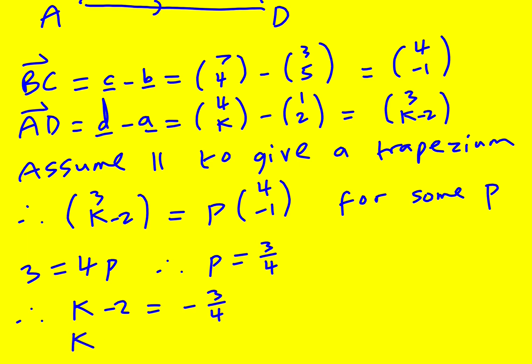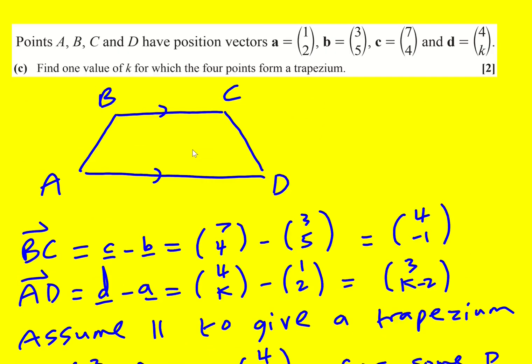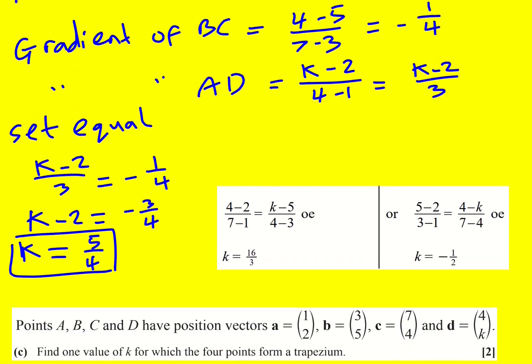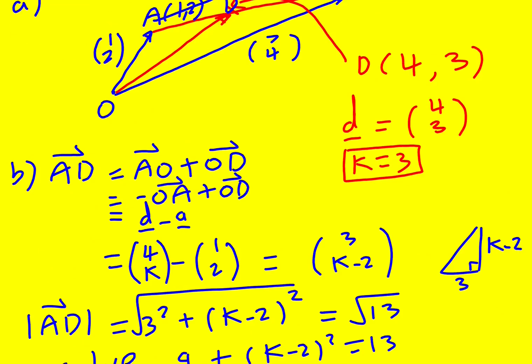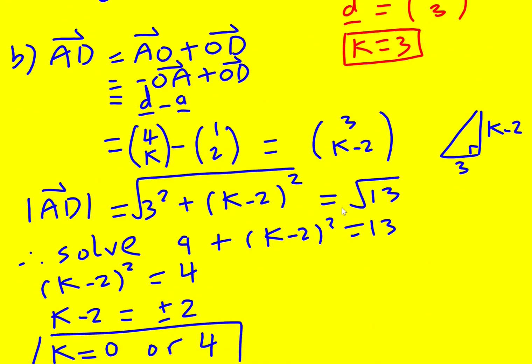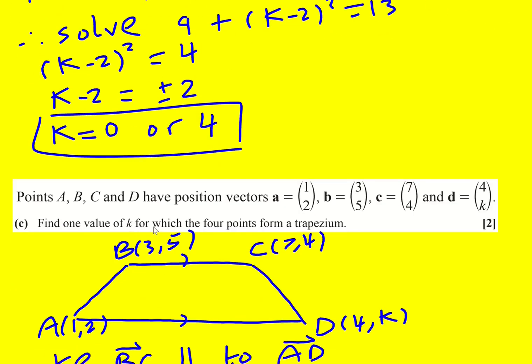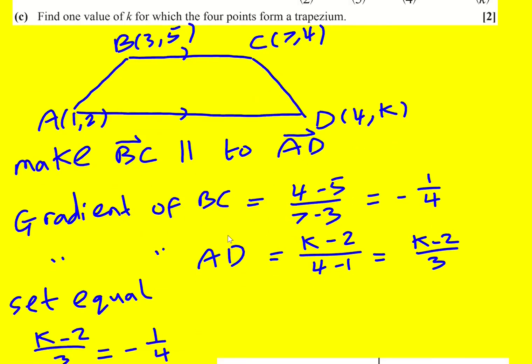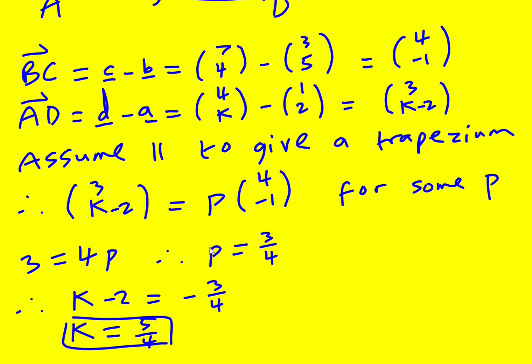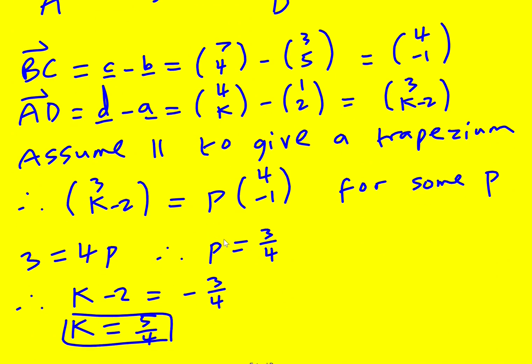We're actually back to where we were with the gradient method. k is going to be 5 over 4. And again, you could use this method for different pairs of parallel sides to get all those different answers. So I think both methods are worth understanding. The gradient method has worked well in this question for part A. We went away from it in B because we're using Pythagoras. In C, it was effective. This is a more general method, quite a powerful method, I think, that also works.